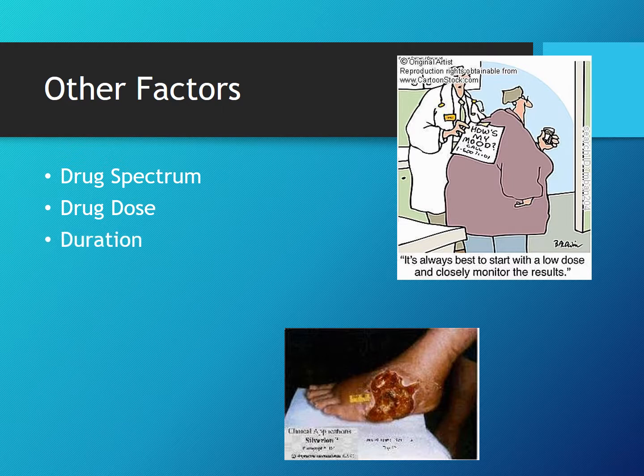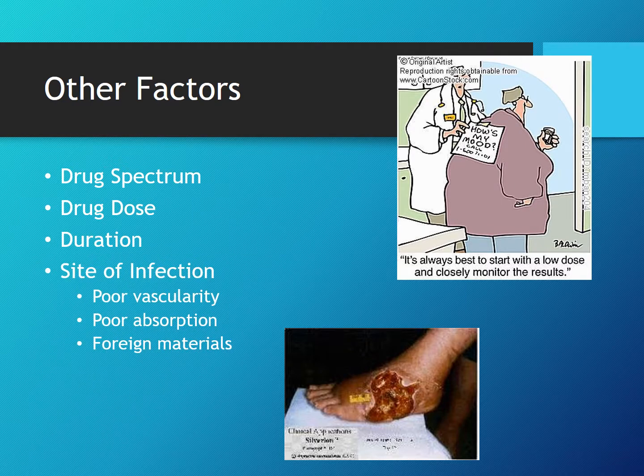The duration of the medication needs to be the right amount of time for the clinical needs of the patient, as well as the site of infection needs to be considered for the right med to be chosen. So we might need to think about the site. Does it have poor vascularity, poor absorption? Are there foreign materials in that wound or that are a part of that site of infection? And that would need to be considered when the medication is being chosen.